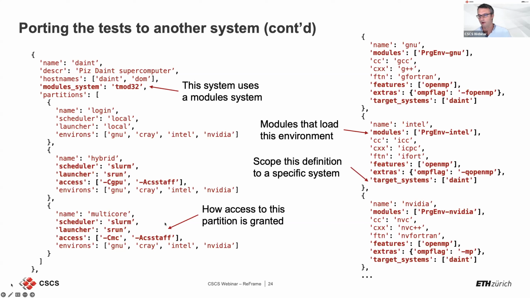And now here are the environments. For each environment, you have the name, and you can optionally have the modules that load that environment. You have a series of modules as well. And then you define again the various CC and compilers. And you define, for example, the extras. Everybody has the feature OpenMP. So our stream test will eventually pick automatically all those environments for Daint.